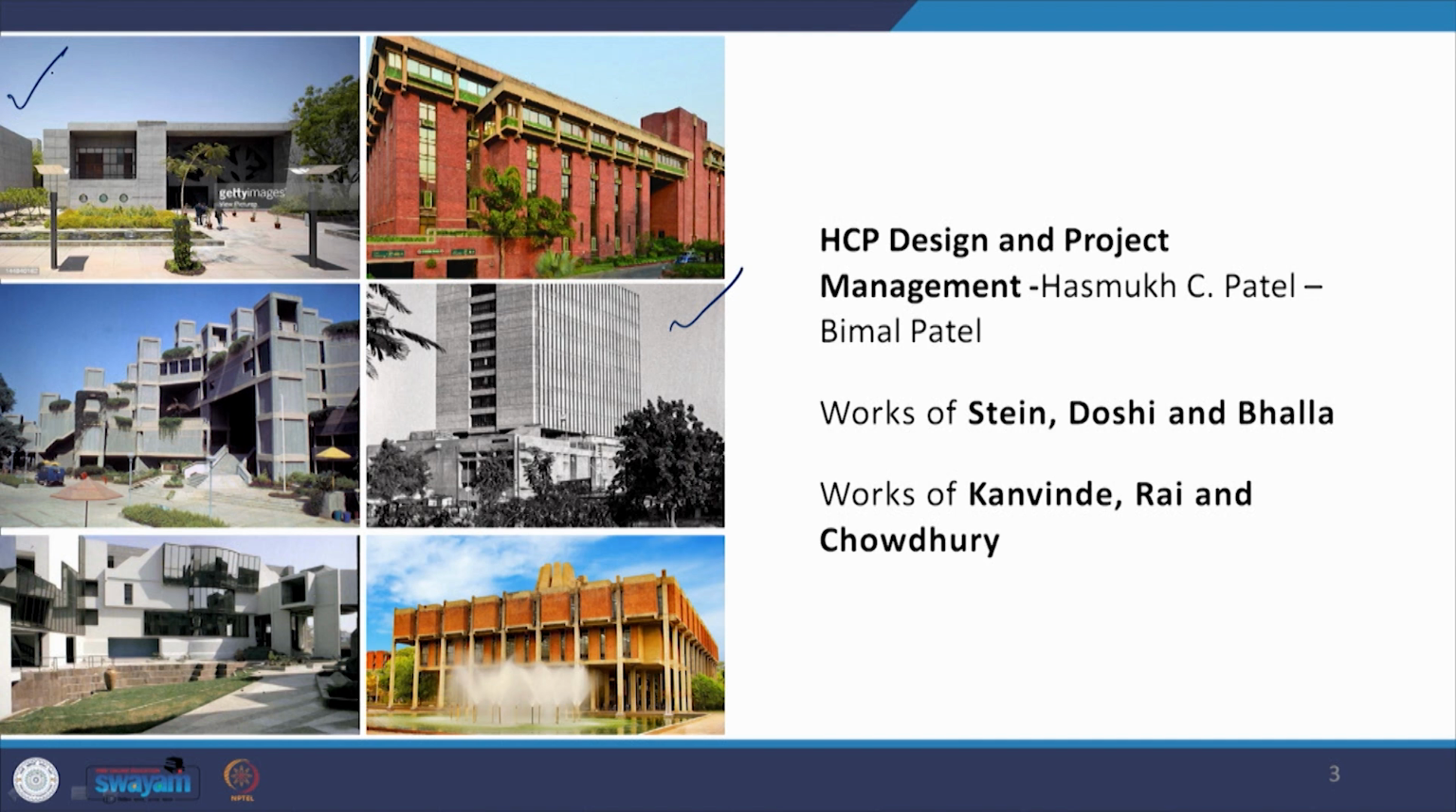Then there were the works of Stein, Doshi and Bhalla, and so we have the works of Mr. Doshi. This is the NIFT campus in Delhi, and this is the India Habitat Center by Joseph Allen Stein. Then the works of Kanvinde, Rai and Chaudhary, the earlier work of IIT Kanpur by architect Kanvinde, and then the Nehru Science Center in Delhi. So, this was the arrival of these important firms.